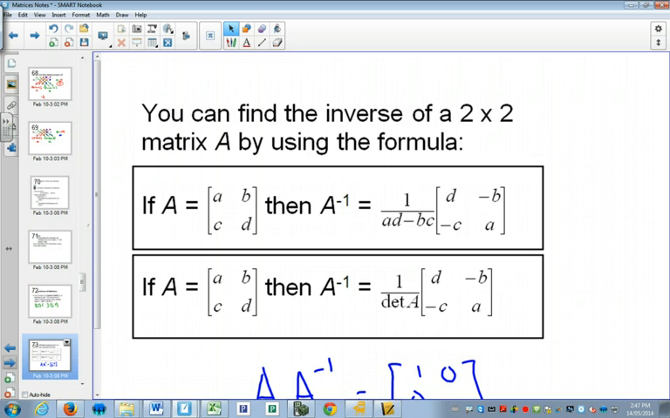Okay? This is the formula for figuring out the inverse. You figure out the determinant of your original one. Then you take your matrix and you switch things. You switch these corner ones, A and D. And you keep B and C the same except make them negative.